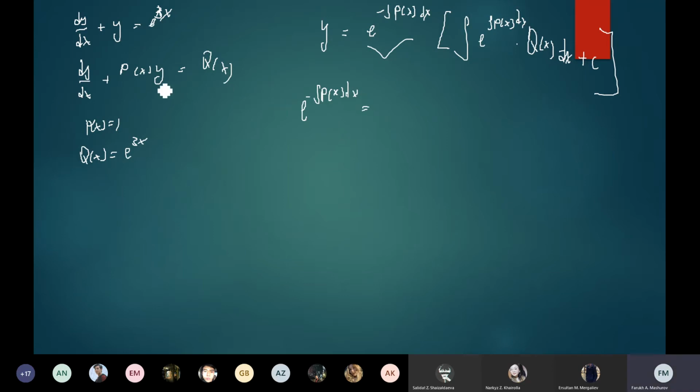So let's first find e to the power minus integral p(x) dx. Here p(x) is equal to 1, so we put e to the power minus integral dx. The integral of 1 dx is equal to x, so it is e to the power minus x. Am I right? Yes. So we know that this one is equal to e to the power minus x, and then let's find the second one. Firstly we find this one, second we find this one. Let's write here 1, and here 2.